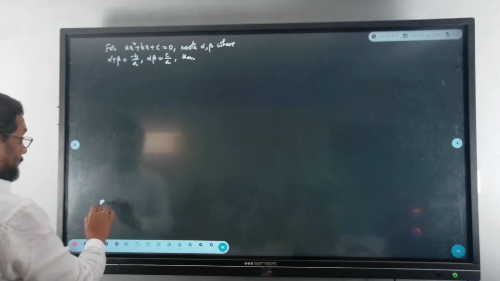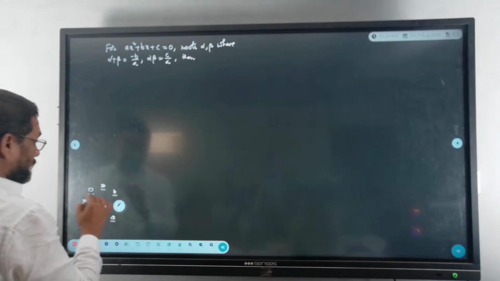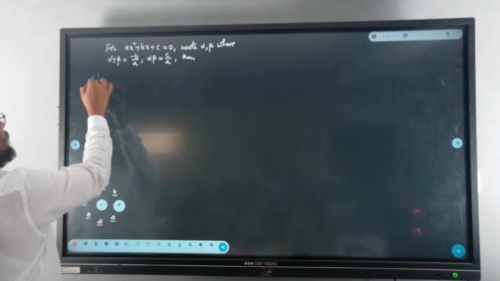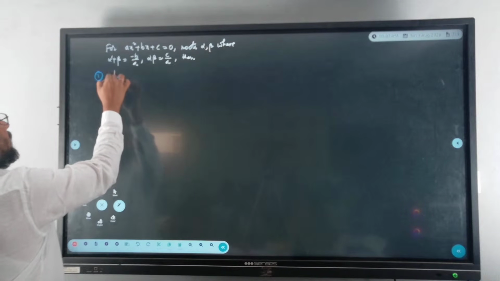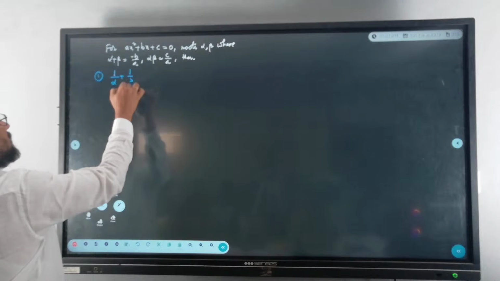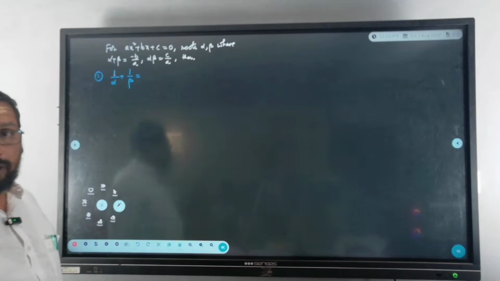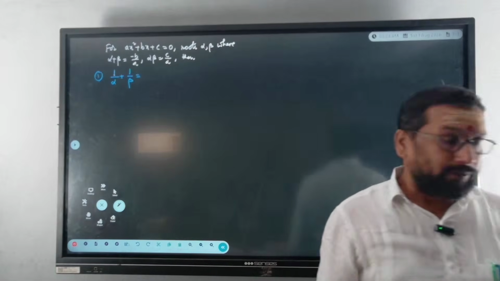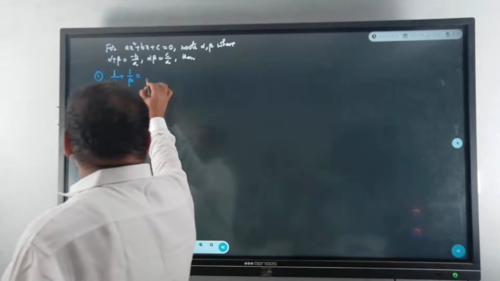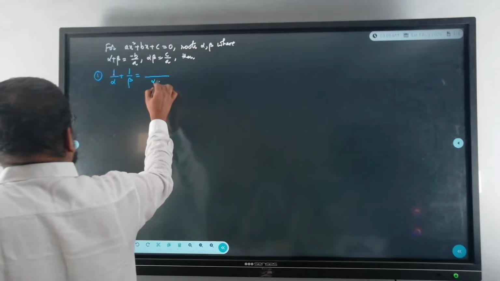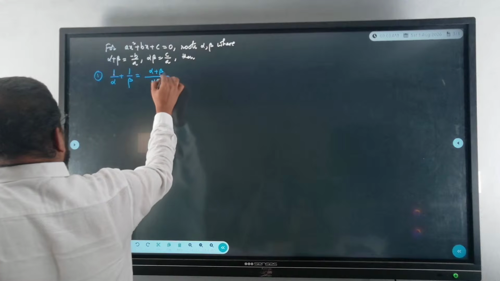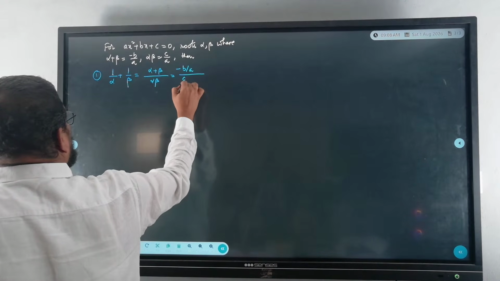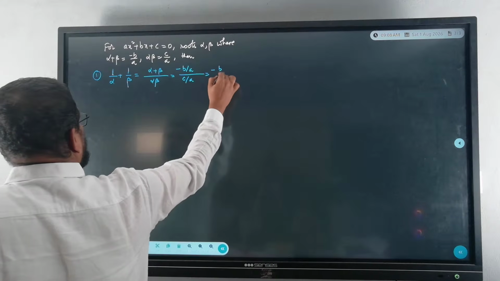First one, 1 by alpha plus 1 by beta is what? What is the LCM here? Alpha plus beta. You know alpha plus beta is minus b by a, upon alpha beta, c upon a. That is equal to minus b by c.